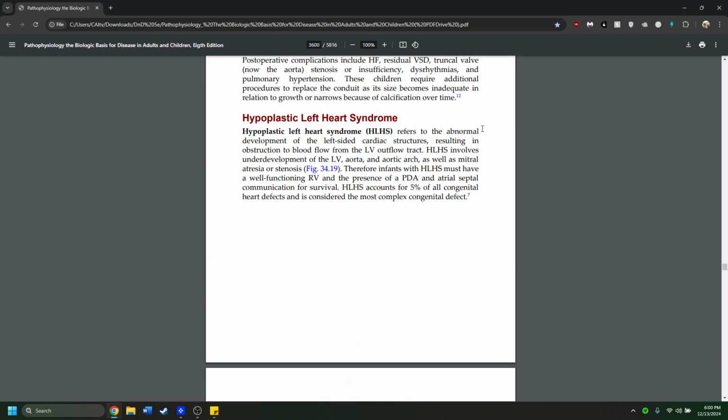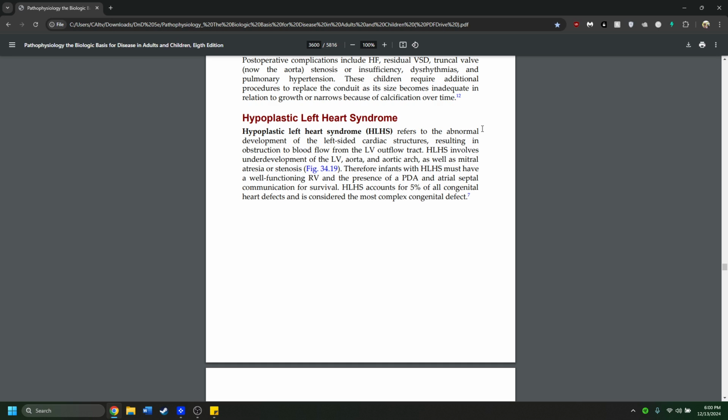Hypoplastic left heart syndrome refers to the abnormal development of the left side cardiac structure, resulting in obstruction to blood flow from the left ventricle outflow tract. Hypoplastic left heart syndrome involves underdevelopment of the left ventricle, aorta, and aortic arch, as well as mitral atresia and stenosis. Therefore, infants with hypoplastic left heart syndrome must have a well-functioning right ventricle and the presence of a PDA and atrial septal communication for survival.